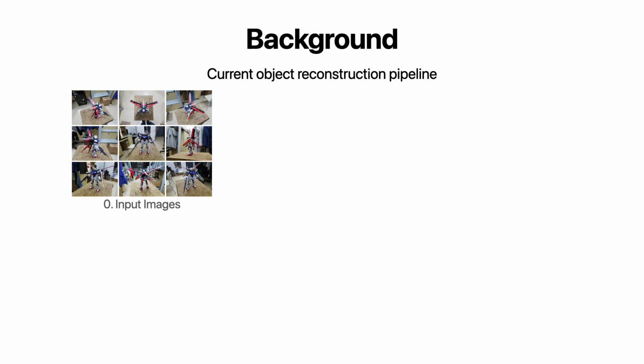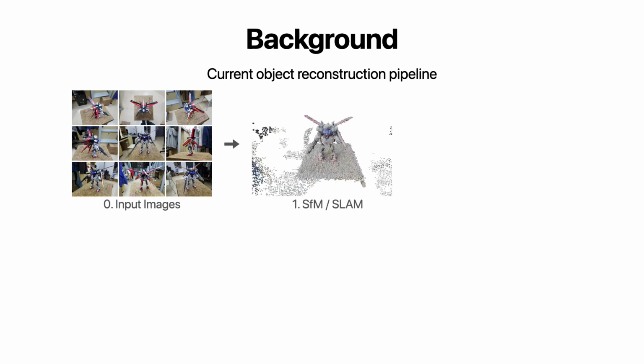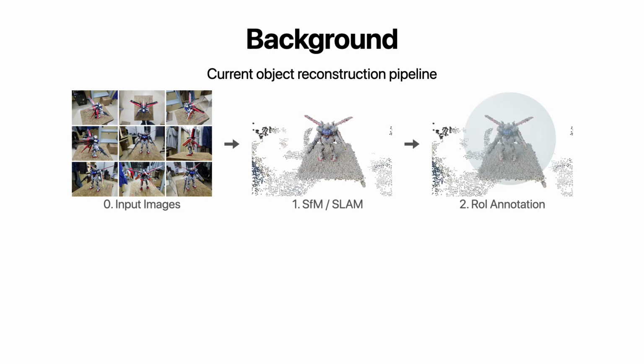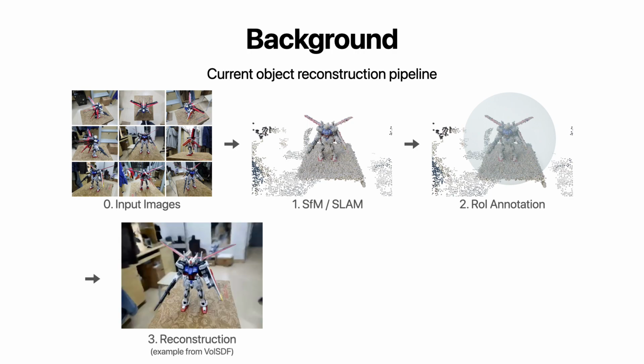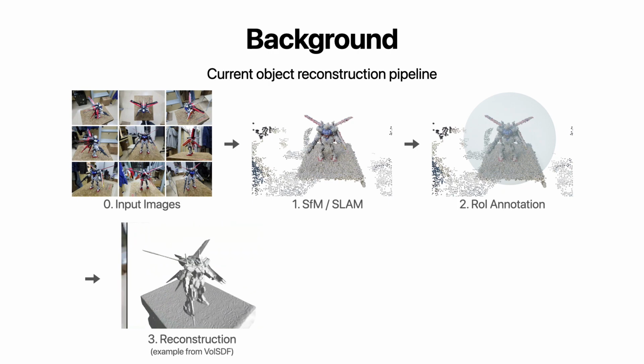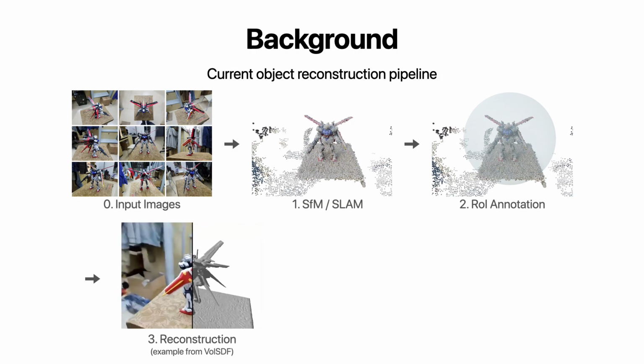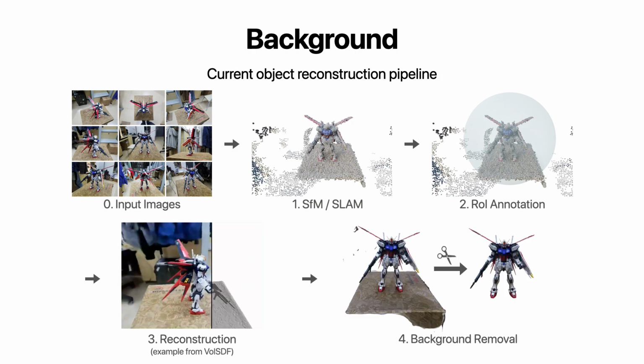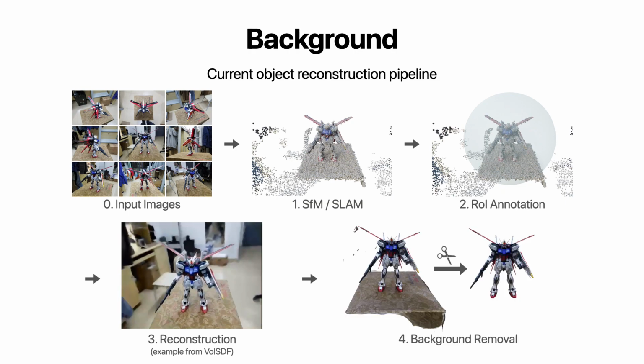Let's review a typical object reconstruction pipeline. Given multi-view images, we recover poses and the coarse structure in point clouds with structure from motion or SLAM algorithms. Then, we annotate the foreground object region on point clouds with a delicate user interface for foreground annotation. Following, we reconstruct the annotated region of interest with neural scene representations with differentiable renderers. The reconstruction results normally still contain backgrounds, and one needs to remove the background with mesh manipulation.